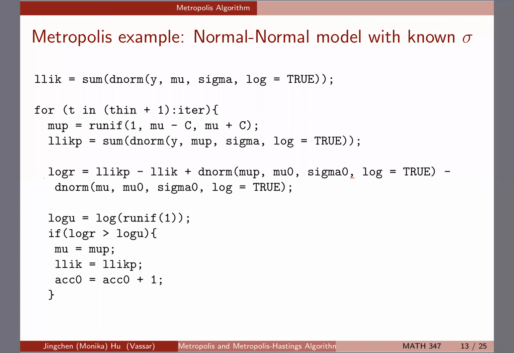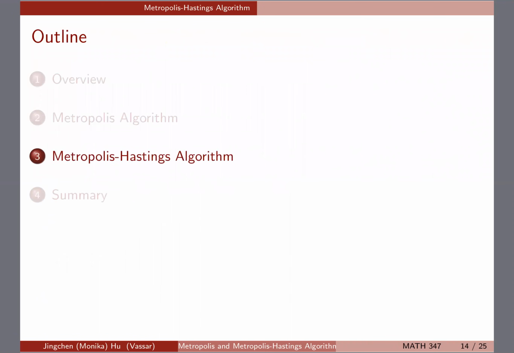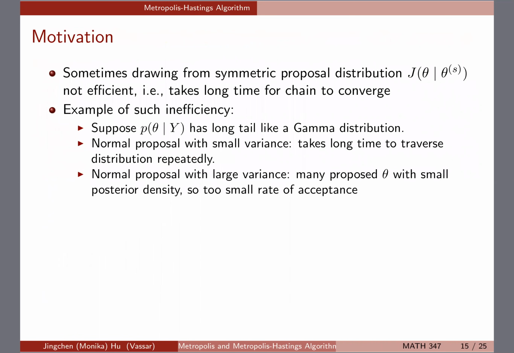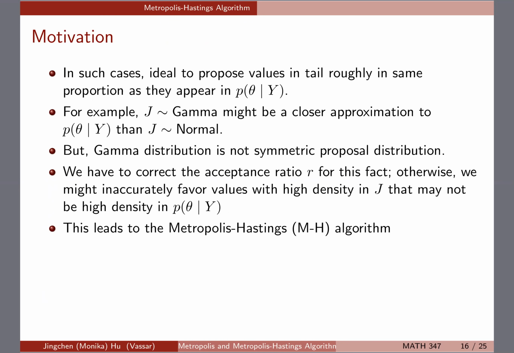So for Metropolis-Hastings, I'll just go really fast. Now this is the time that the jumping distribution is not going to be symmetric anymore. A symmetric one sometimes may not be efficient and takes a long time for the chain to converge. And sometimes you might not want a symmetric jumping distribution. You want to be more flexible, like I want to favor the tail more than the other side, for example. So you might want an asymmetric jumping distribution, and that's what we're going to do, called Metropolis-Hastings, the M-H algorithm.